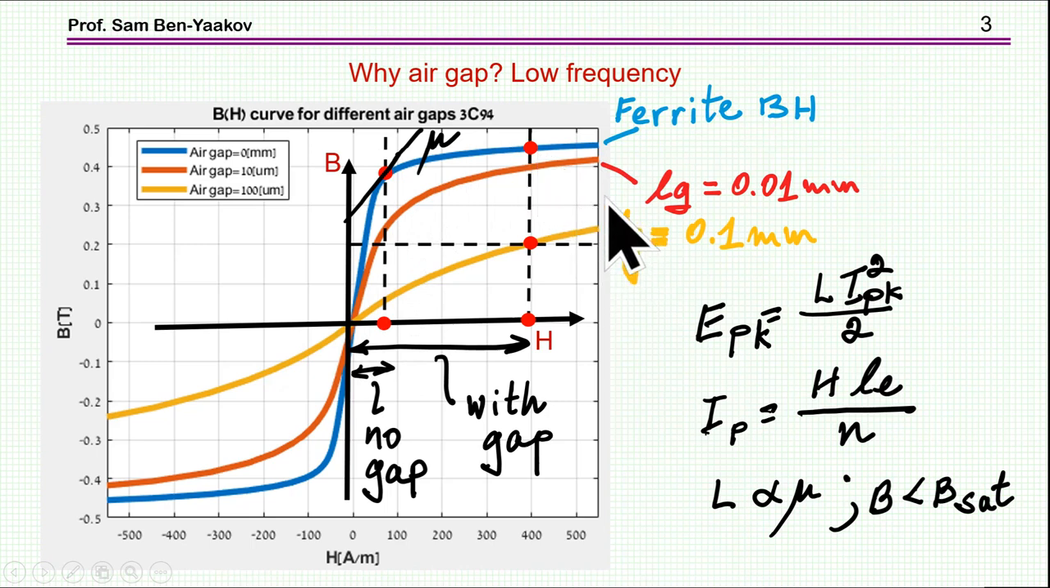Now, if we have a gap, and I'm showing here two gaps, one is a very small one and the difference is not that much, but for the gap of 0.1 millimeter, we see that we are shaping the permeability. This slope here is now the permeability, and consequently the magnetic flux density is much lower, so we don't go into saturation. In this case, we can have a magnetic field up to this value, as compared to this H if we did not have the gap, where we would have to stop here to avoid saturation. A much higher magnetic field means a much higher current, and therefore much higher energy stored in the core.